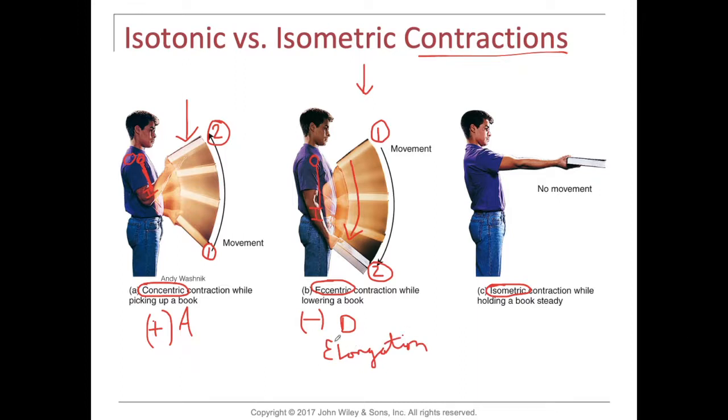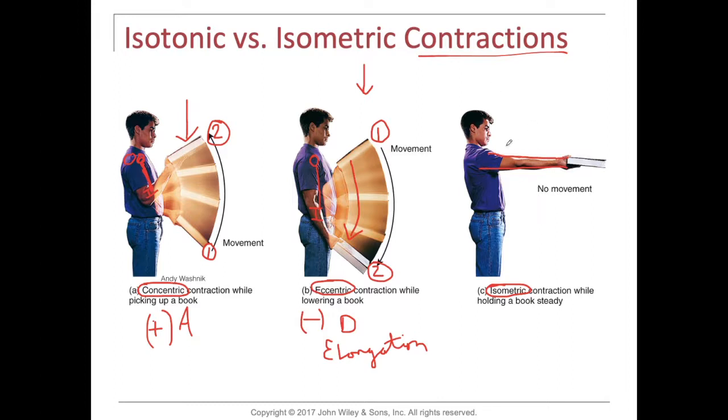Elongation. Okay, and the last type of contraction, isometric, here we have the individual simply holding out the book. Holding out the book, so all of these muscles on the anterior side and all of these muscles on the posterior side are contracting simultaneously. And if you have anterior and posterior muscles contracting, there can't be any movement. It's just held in that neutral position.